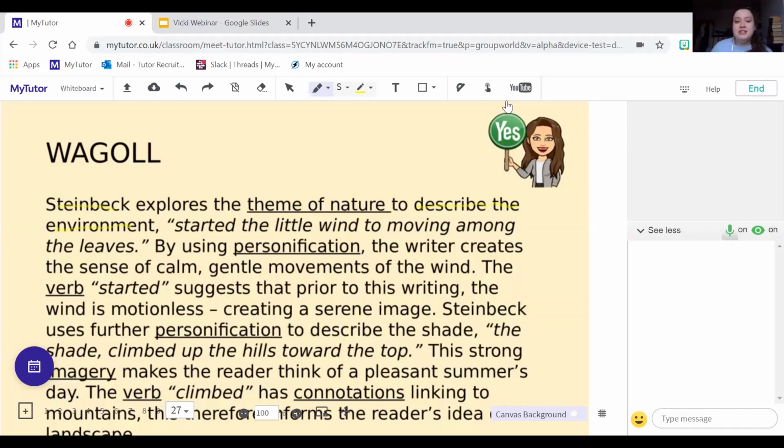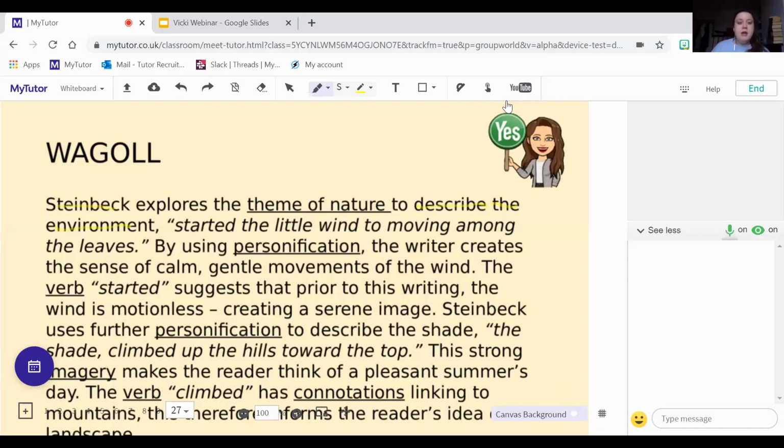"Started the little wind to moving among the leaves." So what I've done here is embed the quotation. I have put all my quotations in italics. You don't need to bother doing that. It's just me making a little difference for you, so they stand out. Embedding quotations is a really important way to get higher marks. So you can say, for example, "started the little wind." That's fine, you can absolutely do that, but if you embed, it shows a higher skill.